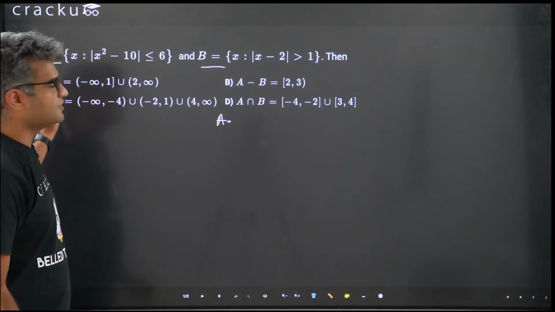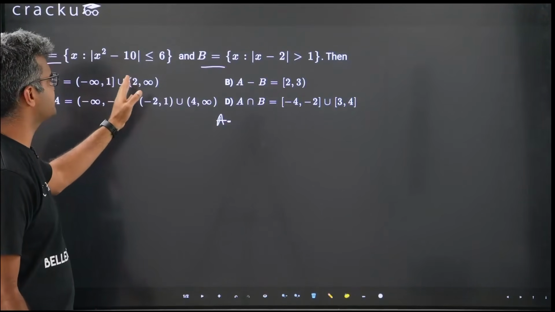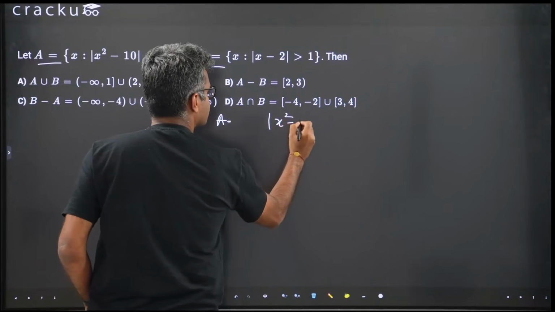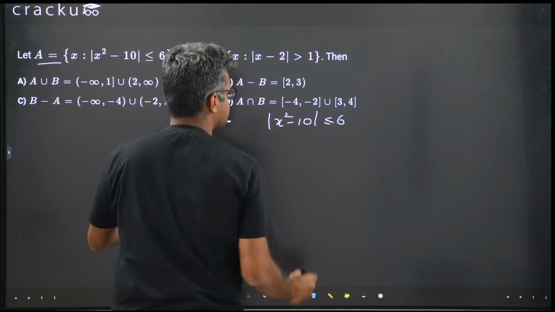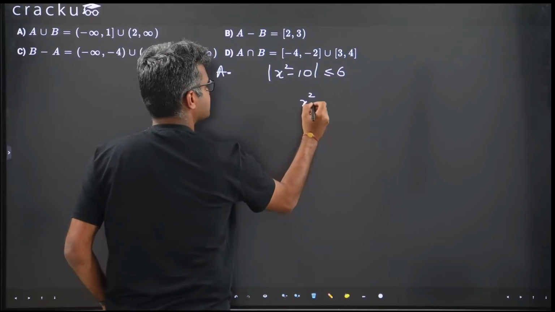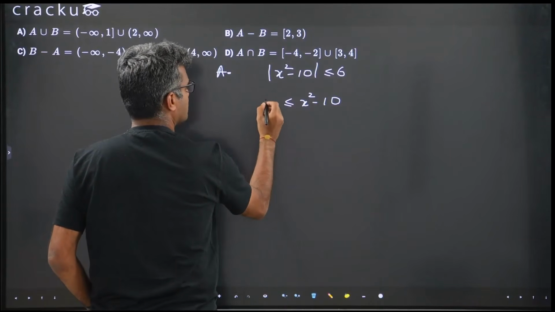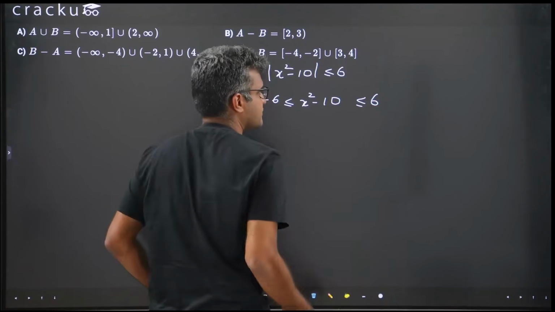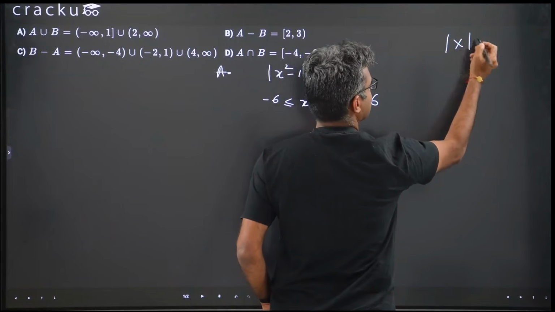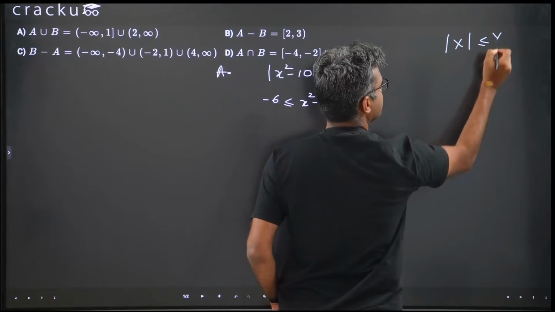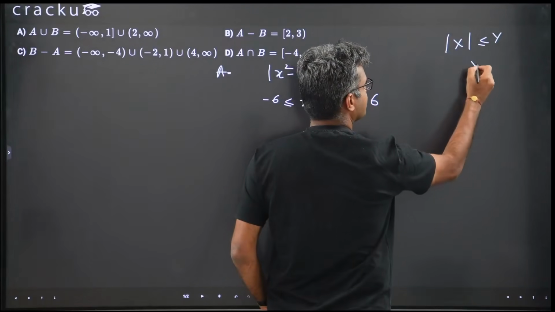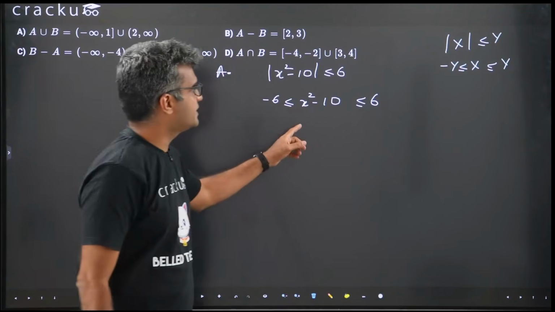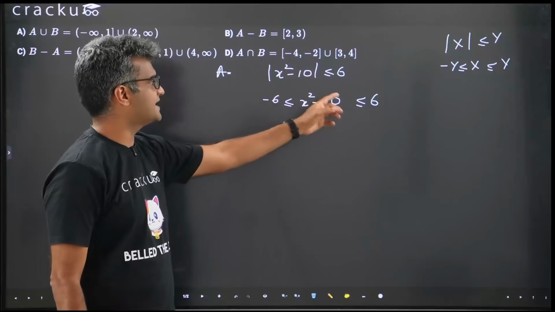A represents all the values of x for which modulus of x square minus 10 is less than or equal to 6. So if you have modulus of x square minus 10 to be less than or equal to 6, it would imply that x square minus 10 is greater than or equal to minus 6 and this is less than or equal to 6. Because remember that if you have modulus of an expression less than or equal to y, it would imply that the expression will lie between minus y and plus y. Similarly over here, x square minus 10 will lie between minus 6 and plus 6.